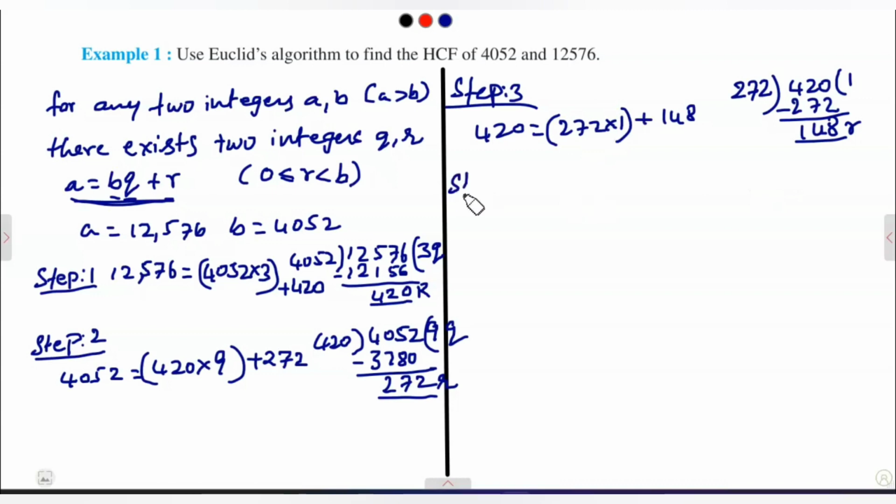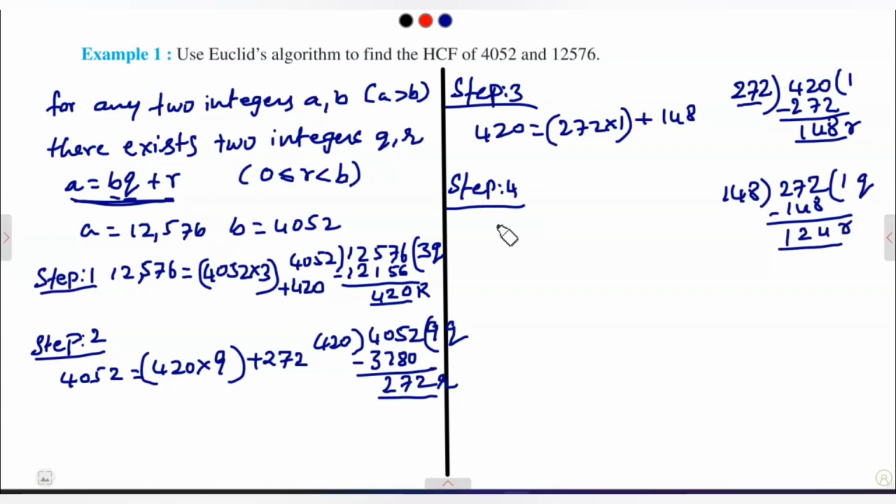Still our remainder is not 0. Let's continue the process. Go to step 4. Take the remainder 148 and do the division again, taking 272 as the dividend now. 148 times 1 is 148. Write 148, subtract. The remainder is 124. Here 1 is again Q. So according to our step 4, we write 272 is equal to 148 times 1 plus remainder 124.